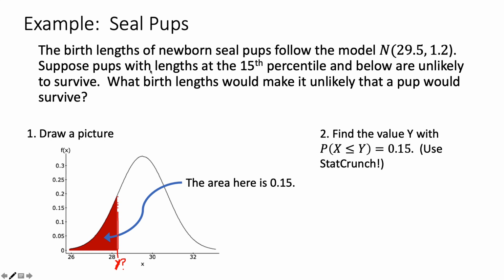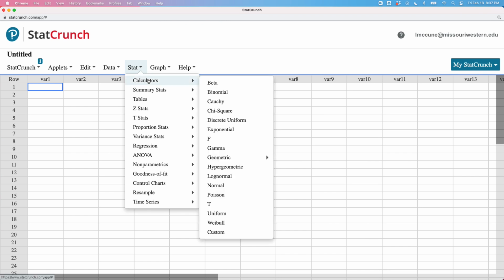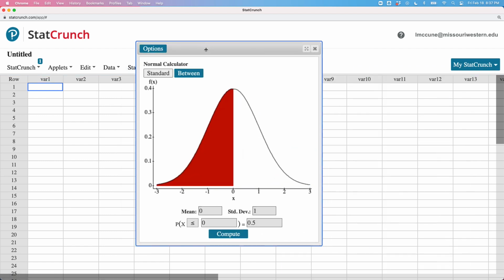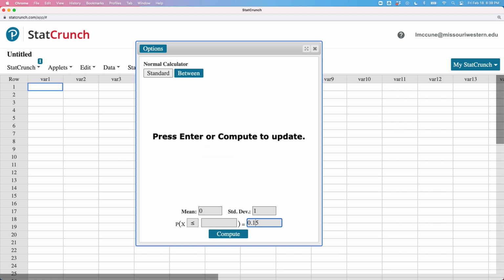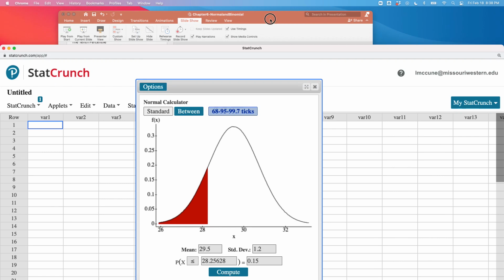Let's do that. So here's StatCrunch. Now remember, I'm going to go to Stat and then Calculators, and I want a normal calculator. So here I am. Now I want to know what's the x value or y value that has an area of 0.15 for my seal pups. So remember, my seal pups had a mean of 29.5 and a standard deviation of 1.2. So let's plug that in and hit compute. And here I'm told that 28.26 is going to be my x value or my y value. So let's go back to our slides.